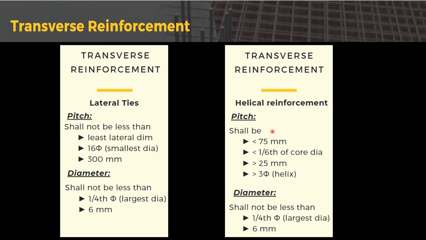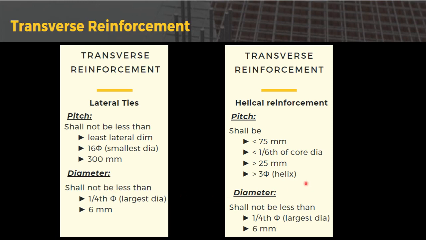For the pitch, it shall be not more than 75 mm, or 1/6 of the core diameter, and not less than 25 mm, or 3 times the diameter of helix bar. Whatever the bar we are quoting for, the diameter has to be multiplied by 3, and that value should not be less than pitch. So pitch shall be greater than 3 times the diameter. Diameter of helical reinforcement shall not be less than 1/4 of largest diameter and 6 mm. This is the same as that of lateral ties.